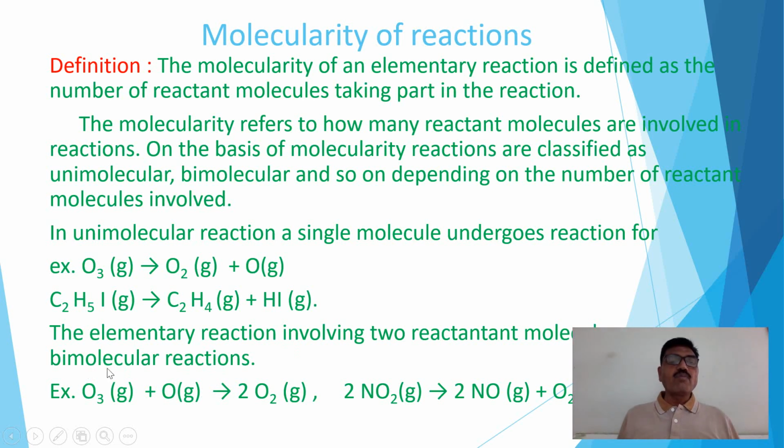So this is an example of bimolecular reactions. See here, O3 gaseous plus O: one molecule of ozone and another atom of oxygen. So this is also an example of a bimolecular reaction. Now see the decomposition of nitrogen dioxide. Two molecules of nitrogen dioxide are there, and that's why this is also an example of a bimolecular reaction. The molecularity of such a reaction is 2, because just two reactant molecules are there.